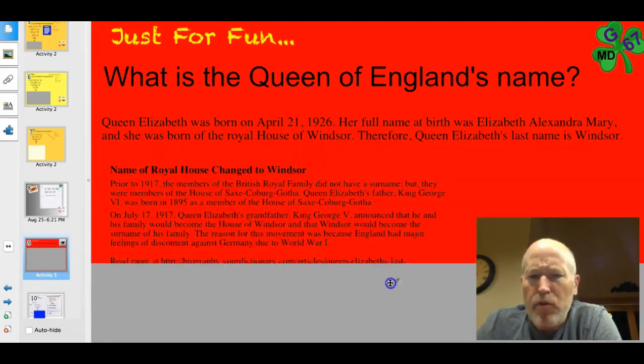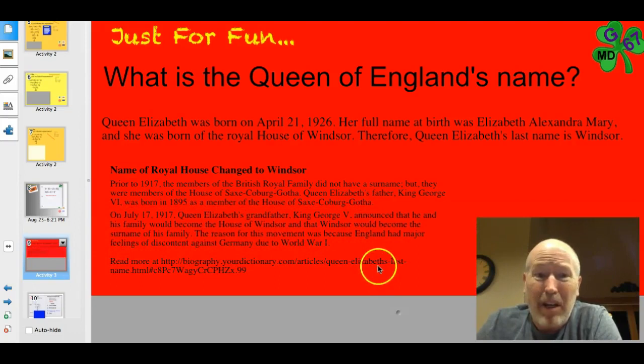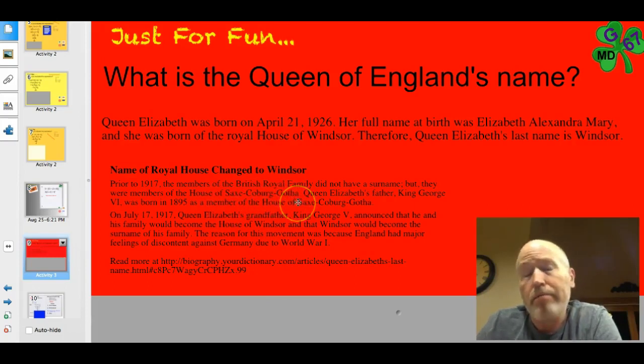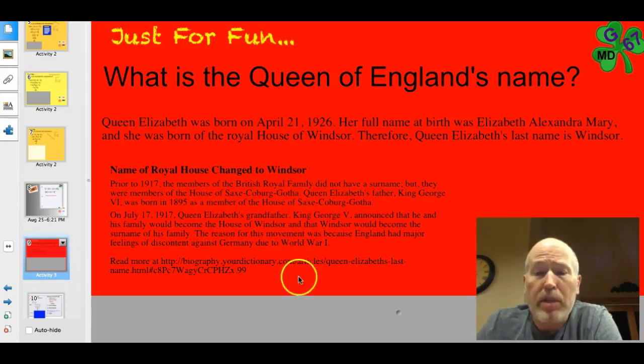Interestingly enough, if she had been born earlier, in the early 1900s, she would have had a different last name. It appears that prior to 1917, the members of the British royal family had this other name, Saxe-Coburg-Gotha. King George V changed that because there were some negative feelings towards Germans after World War I in England, so he changed it to the House of Windsor instead of the House of Saxe-Coburg-Gotha. Not even sure if I pronounced that right, but it's kind of interesting.